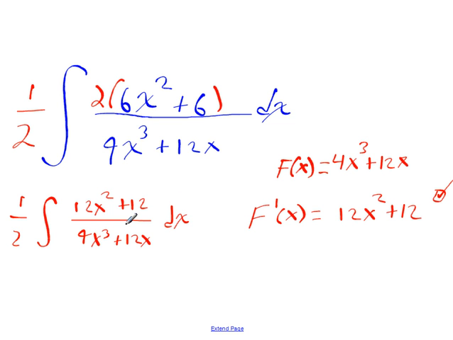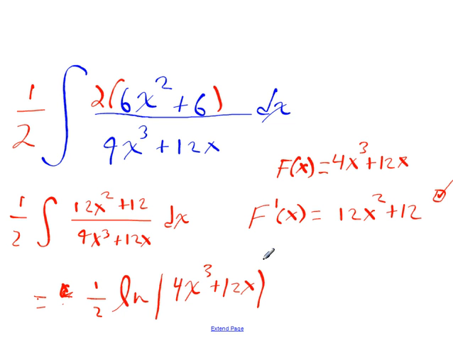So this indefinite integral is 1/2 times ln of the absolute value of 4x cubed plus 12x. And then always, always, always plus c.